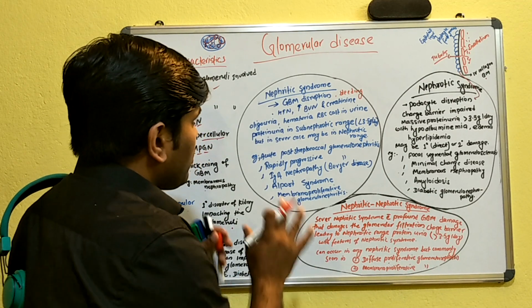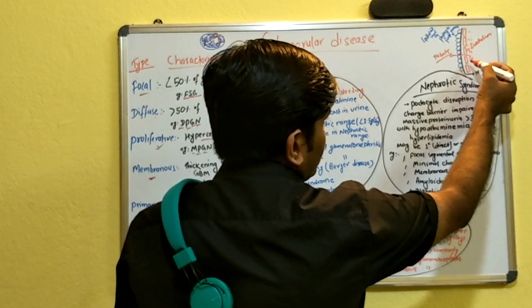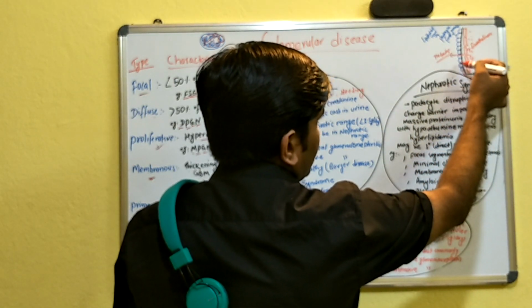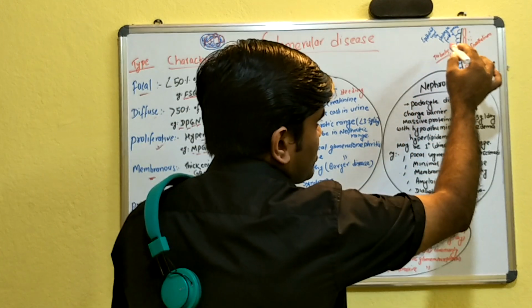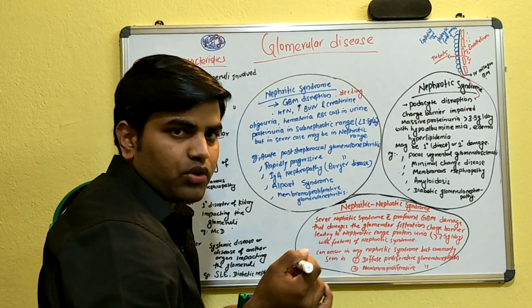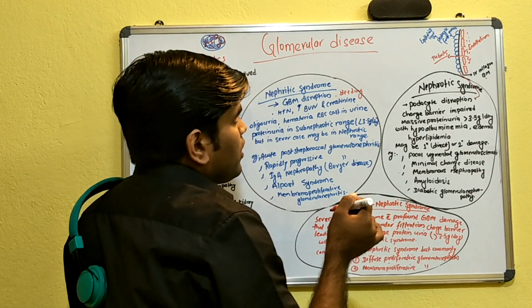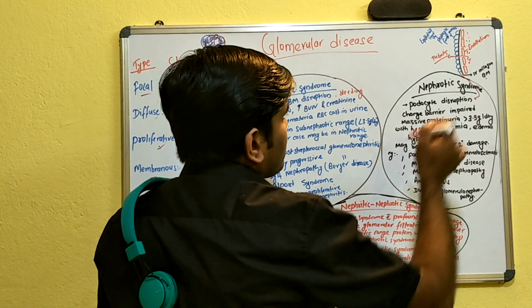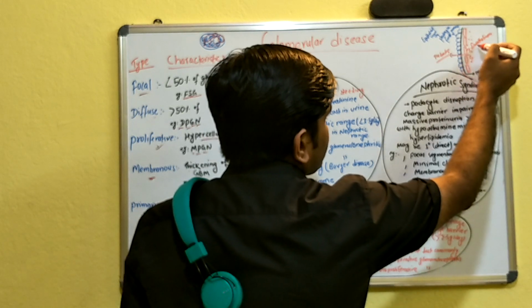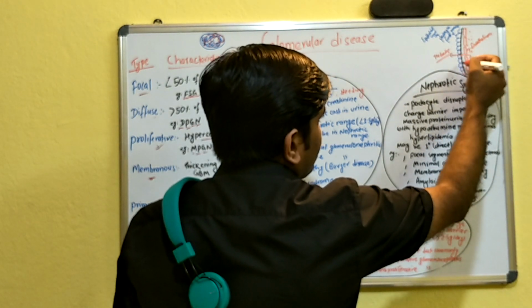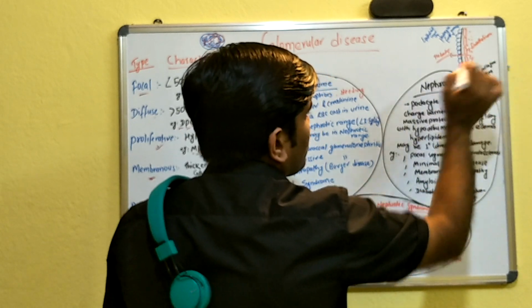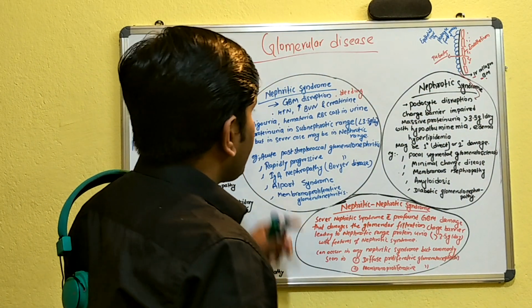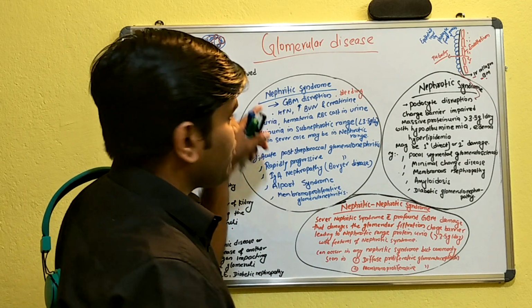Okay, so now let's come to the three layers: the endothelium, then the basement membrane, and the podocyte. There is also some heparan sulfate, and these all carry negative charges, so they repel negatively charged molecules. The problem is that there are these three layers. If there is damage in the glomerular basement membrane, as we have talked about, that is responsible for your nephritic syndrome.